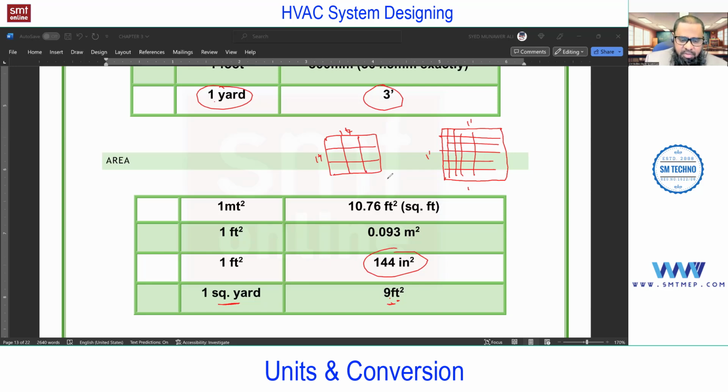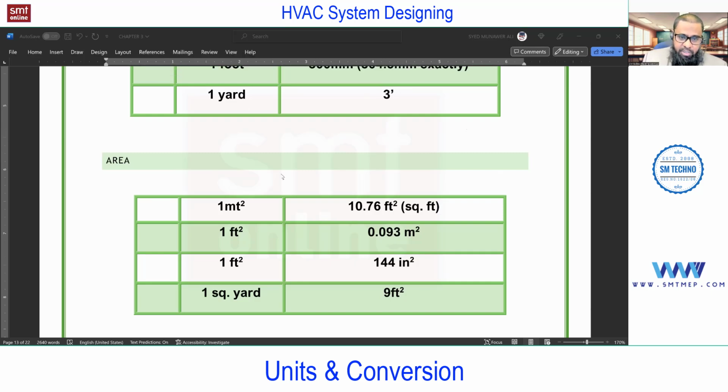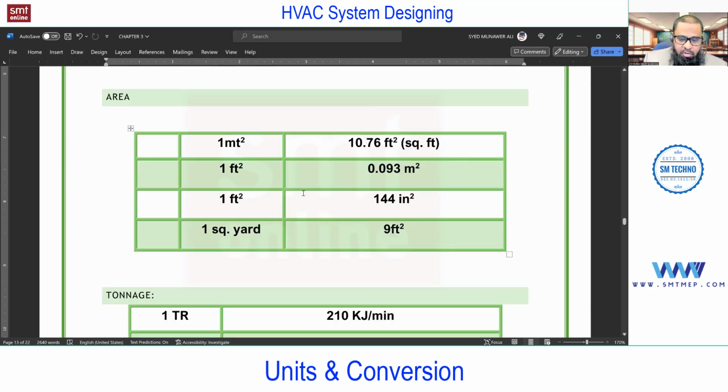And generally in actual practice, in local language we call it gaz. A gaz means a square yard. Generally, when you purchase a land, we consider this gaz, 100 gaz or 200 gaz, etc. These are common units in actual practice. Next, this is related to the area, and this is common for all the services.